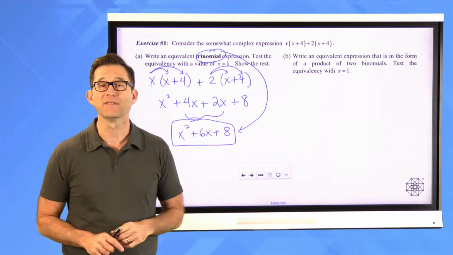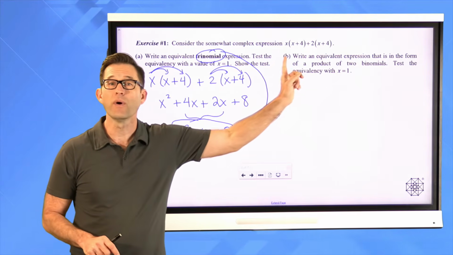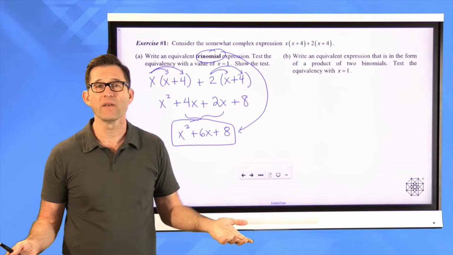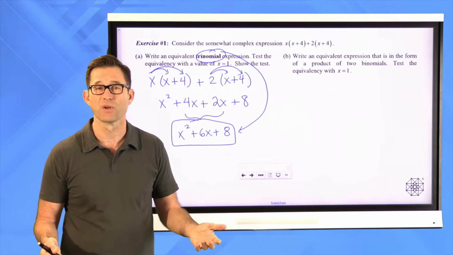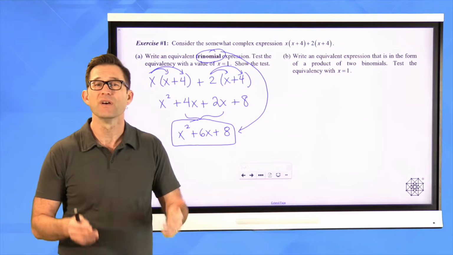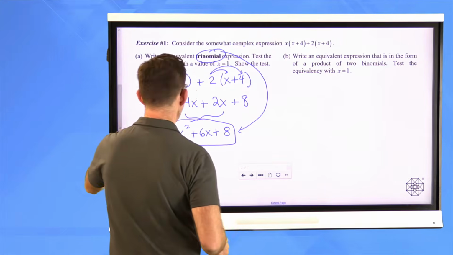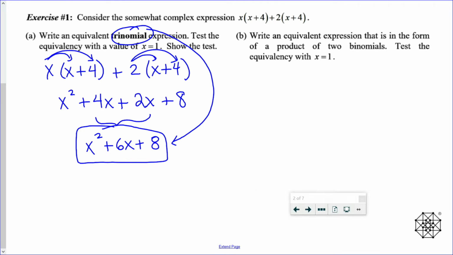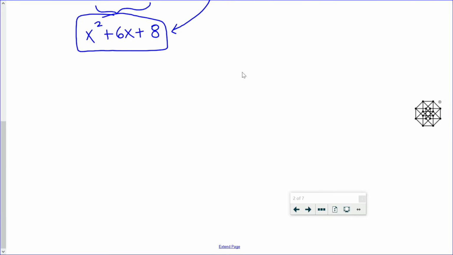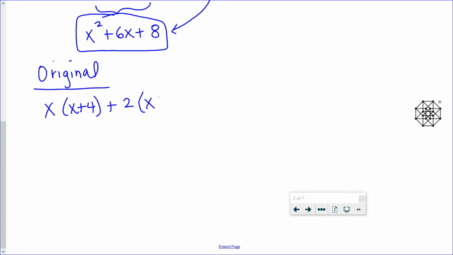Now we can test to see if this trinomial is equivalent to the original by grabbing some random value of x. I'm suggesting x equals 1 here because it's easy to work with, and testing the value of both expressions. So let's go ahead and do that. We don't have a lot of room here, which was my error. I'll extend the page and give myself a little more room. My original expression was x times x plus 4 plus 2 times x plus 4.